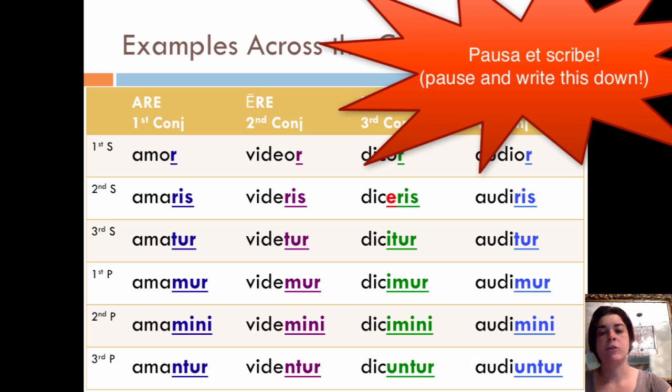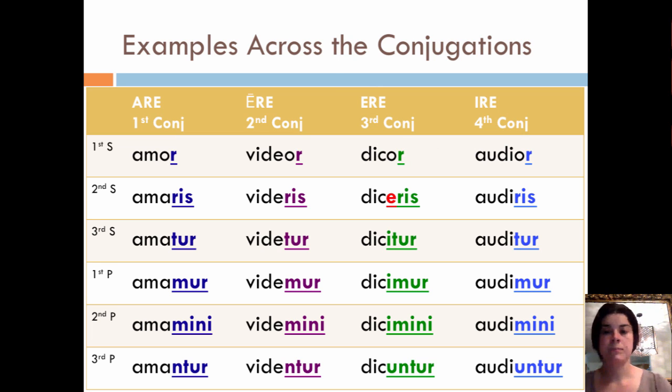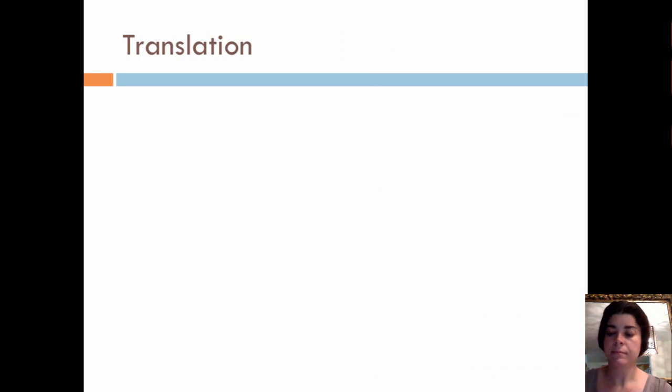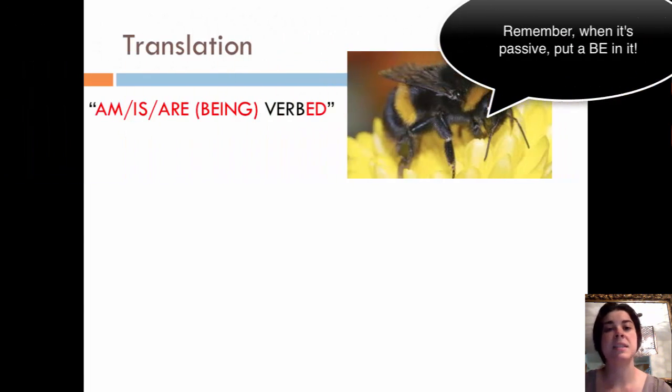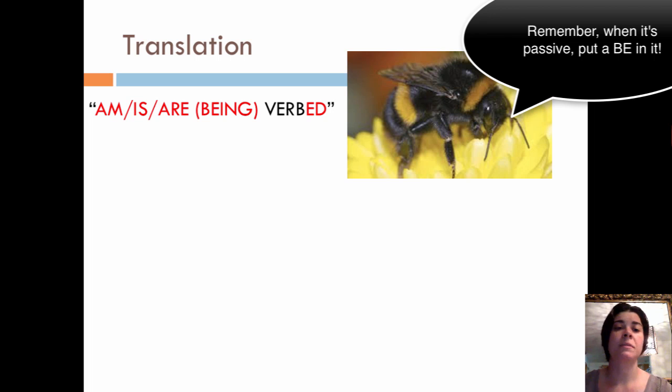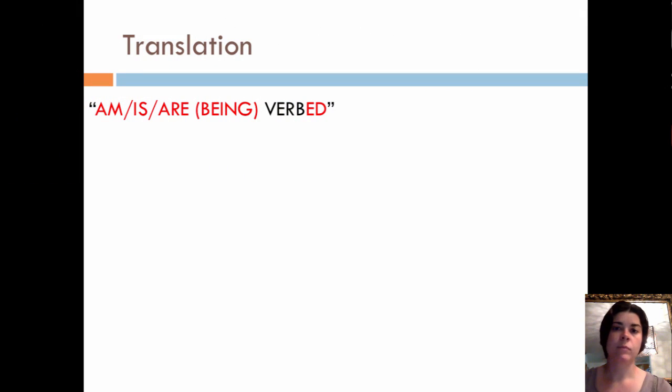So take a minute, make sure you write this down, pause the video if you need to, and resume it when you're ready. But now let's move on. How is the translation affected? Just like you saw with sees versus is seen, it's going to be am, is, or are being verbed. Now the being is optional. You do not have to write it if you don't want to, or if you don't think it makes sense.